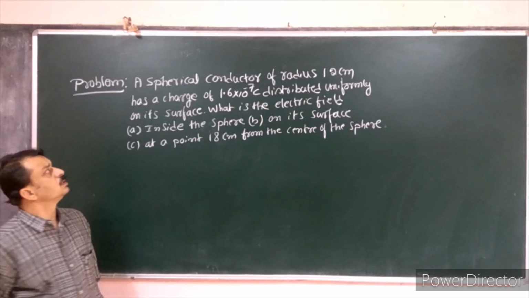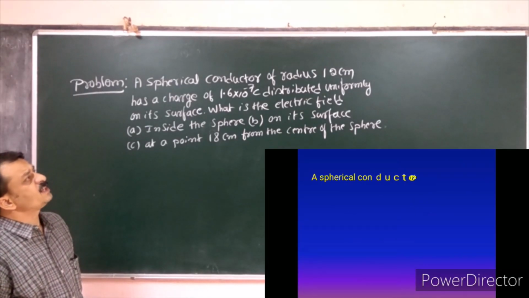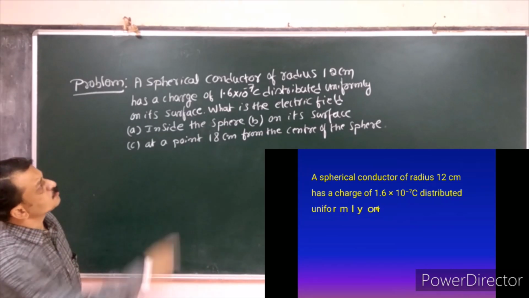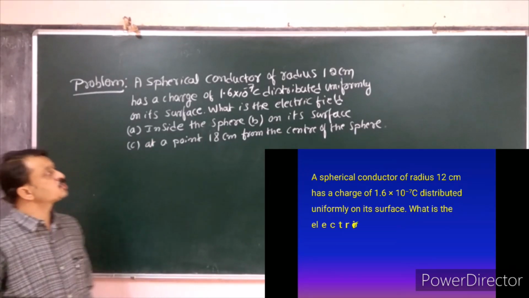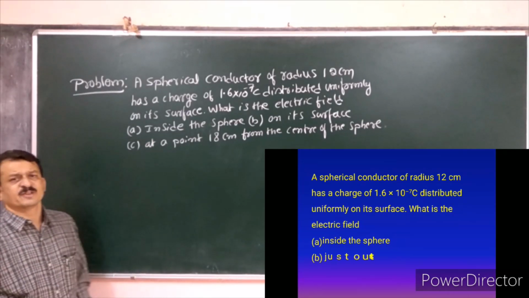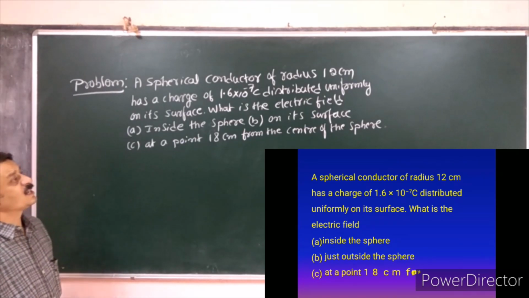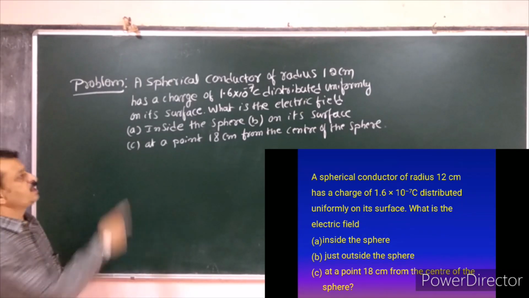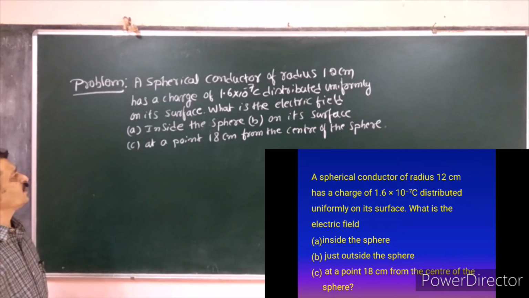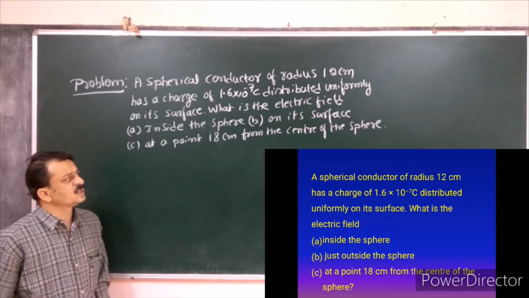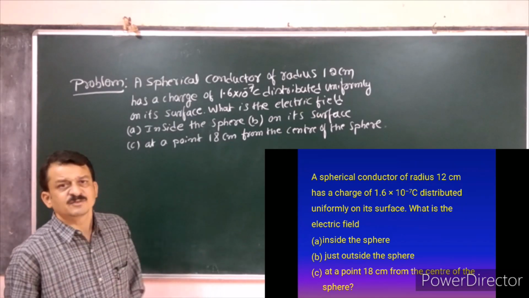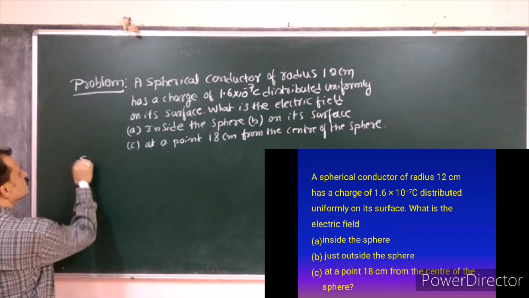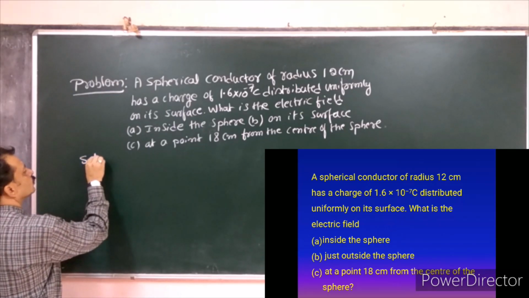Next problem, a spherical conductor of radius 12 centimeter has a charge of 1.6 into 10 to the power of -7 coulomb distributed uniformly on its surface. What is the electric field? Look here, they have asked electric field inside the sphere, on its surface, at a point 18 centimeter from the center of the sphere. Electric field ಕೇಳಿದಾನೆ, ಬಹುಶಃ ಪೊಟೆನ್ಷಿಯಲ್ ಕೇಳಬಹುದಾಗಿತ್ತೇನೋ.